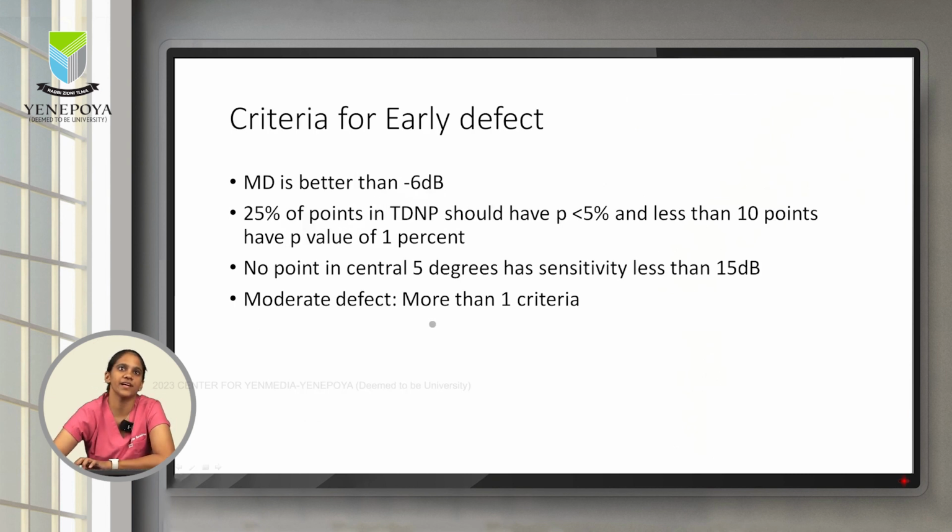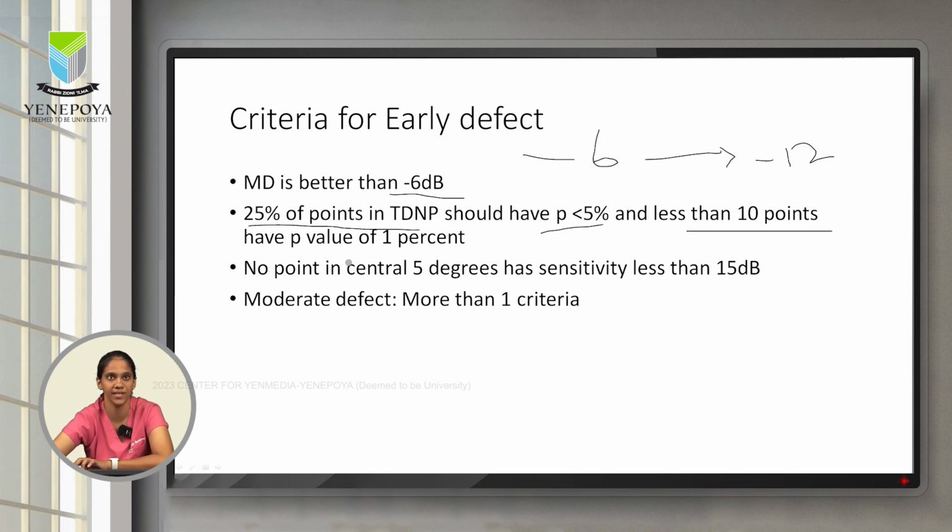So criteria for early defect. Just remember this, -6 decibels. And that is the mean deviation index is better than -6, that is from -6 decibels to -12 decibels. Any value between this, you call it as an early defect. And 25% of the points should have P less than 5%, and less than 10 points have a P value less than 1%. And there is no point in the central 5 degrees with less than 15 decibels. This is in your total deviation plot or the raw data. You see that nothing should have a sensitivity less than 15 decibels.